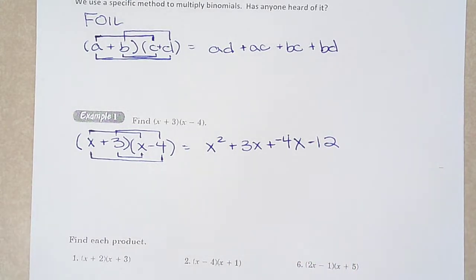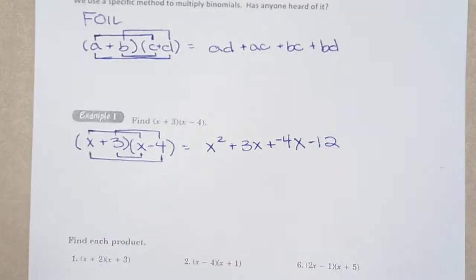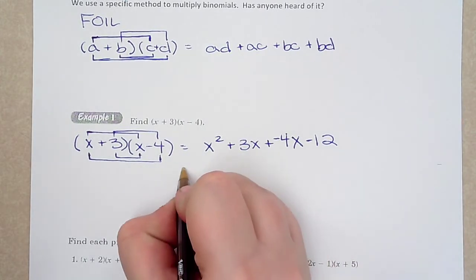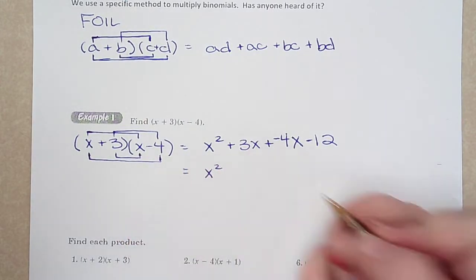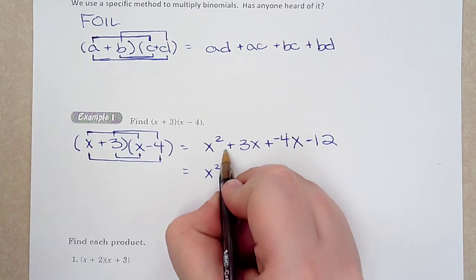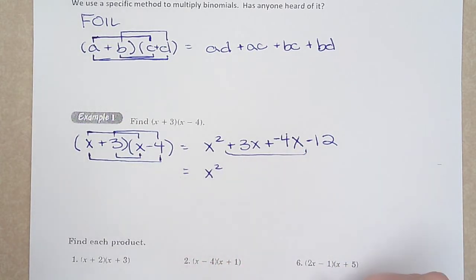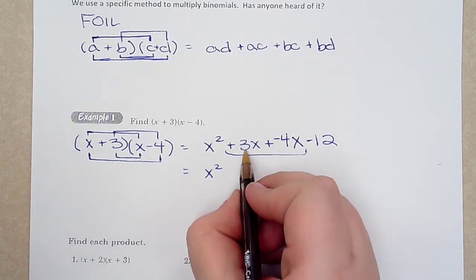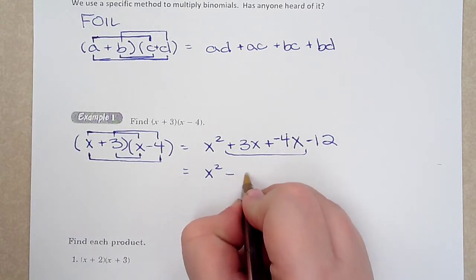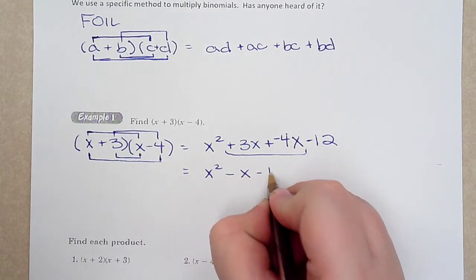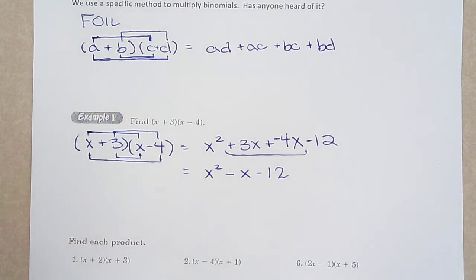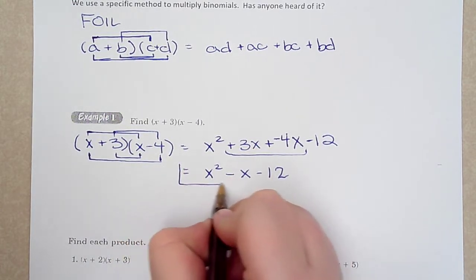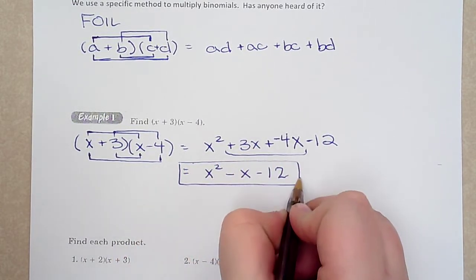But this isn't how I'm going to leave my answer. The nice thing about when we FOIL is we can usually simplify it just one step further. So in this case, my x squared can't be added to anything, but you'll notice that these two terms in the middle are like terms. So a positive 3 plus a negative 4 is going to be a negative 1x, and then the negative 12 can't combine with anything, so my final answer is going to be this.